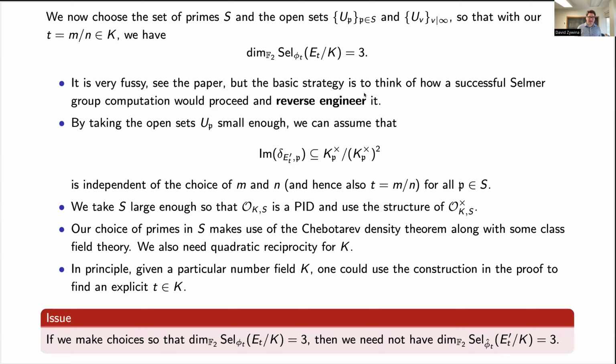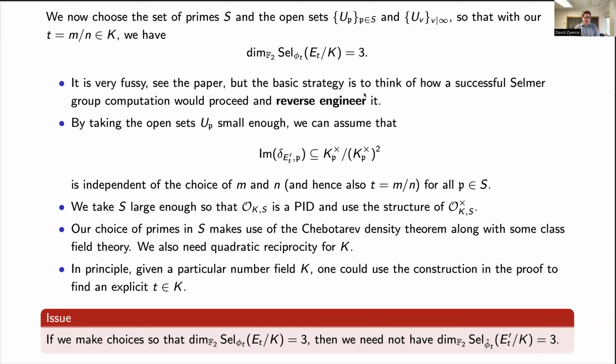Okay, so now here is the hint of the proof. I'm not going to go into the details because it's really miserable. We have the freedom to choose this set S of prime ideals and these open sets, these conditions, so that when we have this M and N coming from Chebotarev's theorem, we look at the quotient, we get T is M over N. When I specialize, this one Selmer group has dimension 3. It's very fussy, but see the paper, it's on my webpage now, it'll be on arXiv soon. The basic strategy is to think of how a successful Selmer group computation would proceed and reverse engineer it.